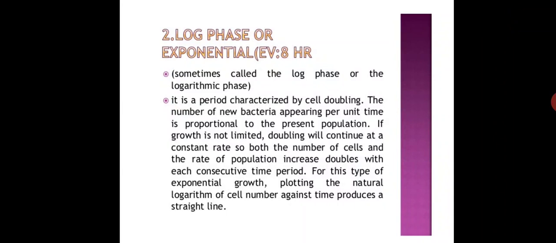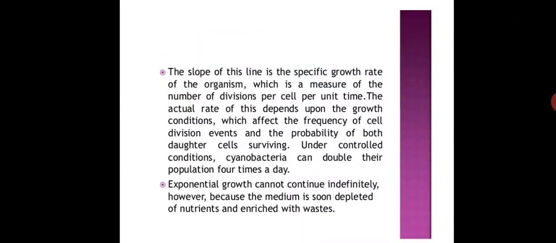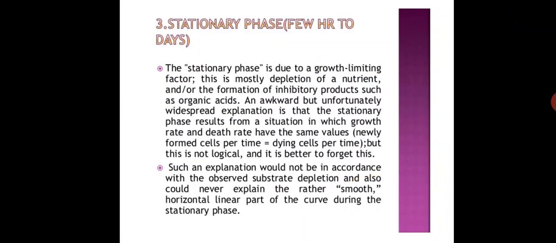This may last around 8 hours, if we don't provide fresh nutrients. So in log phase, the cell number increases by following the formula 2 to the power of n. This continues till the nutrients are depleted. Next, the third phase is the stationary phase.